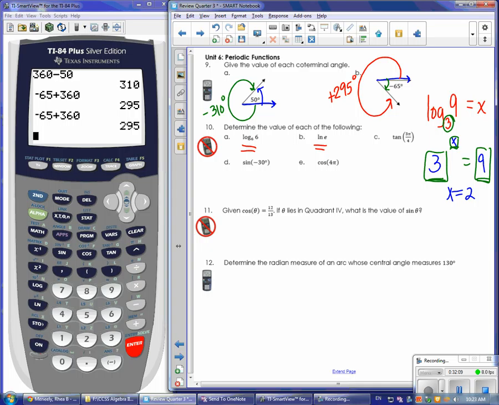If I had something like the log of 100, it doesn't have a base. So you need to remember this is a common log. And if it's a common log, that means the base is 10. So I'm thinking, 10 to what power gives me 100? That again will be 2.